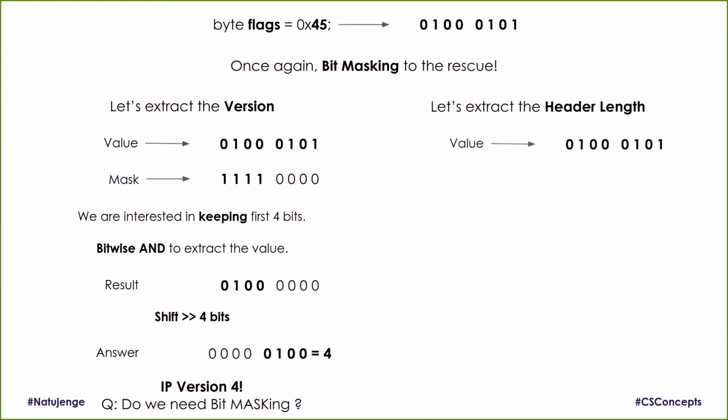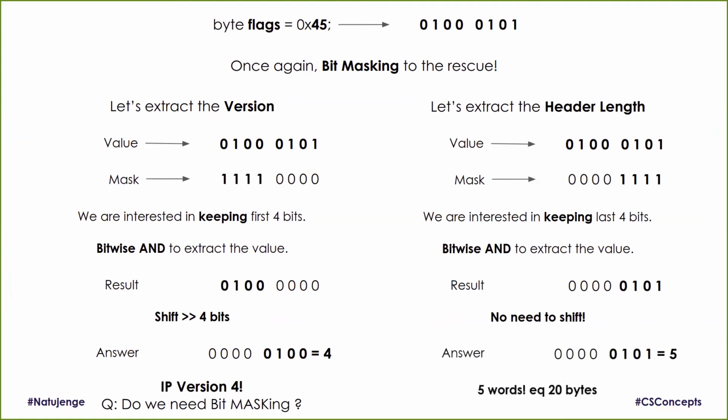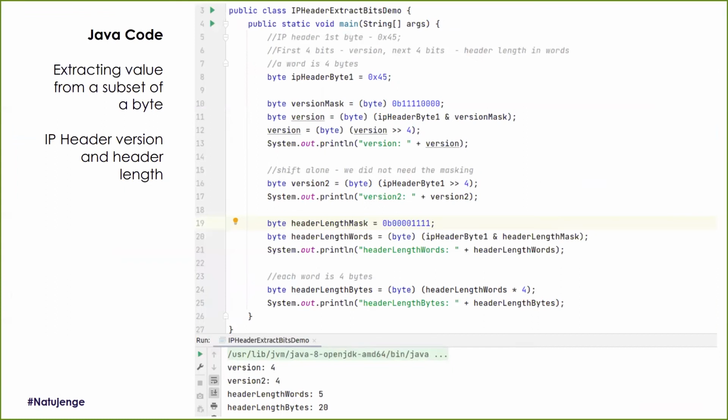So what we do is we take the value and we get a mask. Of course, we're interested in the last 4 bits and we're not interested in the others. Then we do bitwise AND and the answer will be that. Do we need to shift? No, we don't need to shift because the value is in the right place, and that gives us a 5, and that means it's 5 words, and this is equivalent to 20 bytes because 1 word is the same as 4 bytes. So let's look at the Java code representing this, just to illustrate what we have described.